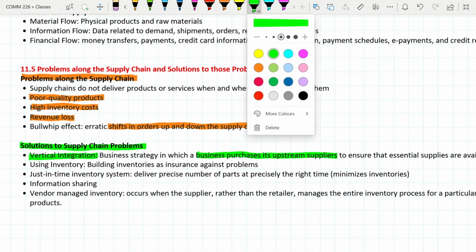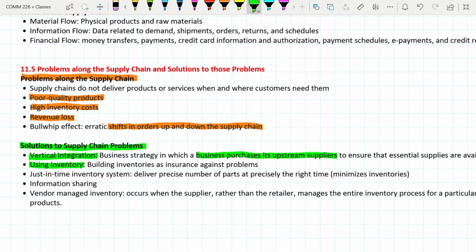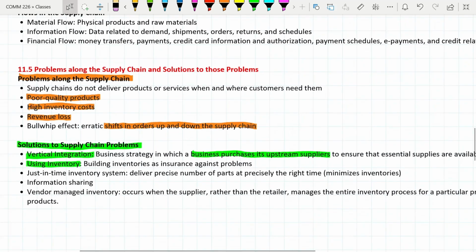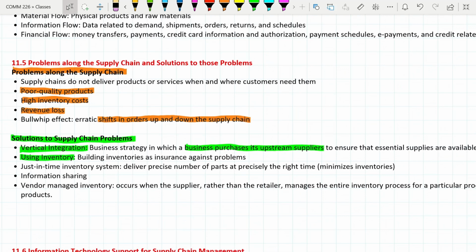So using inventory, building inventories as insurance against problems. This is making sure that, let's say something happens where you need a lot of orders, or some orders weren't well received and you need products right away. Having inventory will allow you to just get those materials and get those products off the shelf right away in case something bad happens. So the just-in-time inventory system delivers precise numbers of parts at precisely the right time, minimizing inventories.